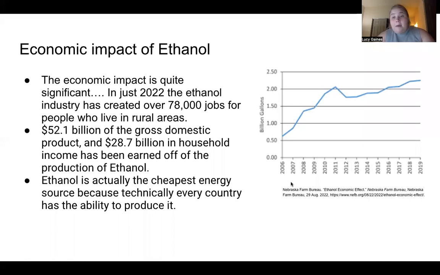The economic impact of ethanol is actually significant. In 2022, the ethanol industry created 78,000 jobs and about $52.1 billion of the gross domestic product. And for household incomes in general, over $28.7 billion. Ethanol is actually the cheapest energy source because typically every country has the ability to produce it, so it's not a super competitive industry.